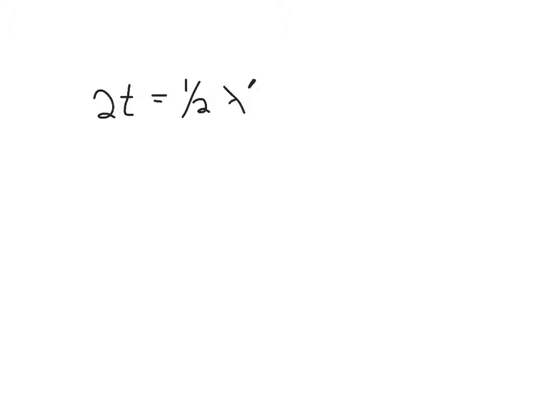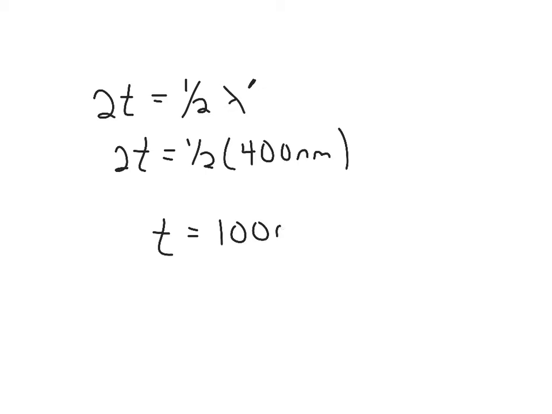I made up some nice numbers for this one. The wavelength ended up being 400 nanometers. So you can flip-flop things around. When we get T by itself, it works out to be 100 nanometers.